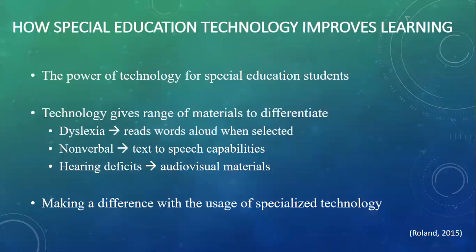For example, a student with dyslexia might benefit from using software that reads words aloud when selected. A student who is nonverbal can make use of the text-to-speech feature to present their learning to the class, which allows them to share their work like a student without verbal deficits. Finally, students with hearing deficits can use captioning to experience audio-visual materials.